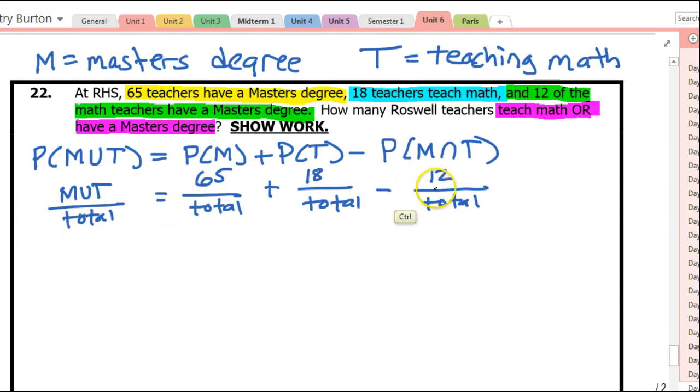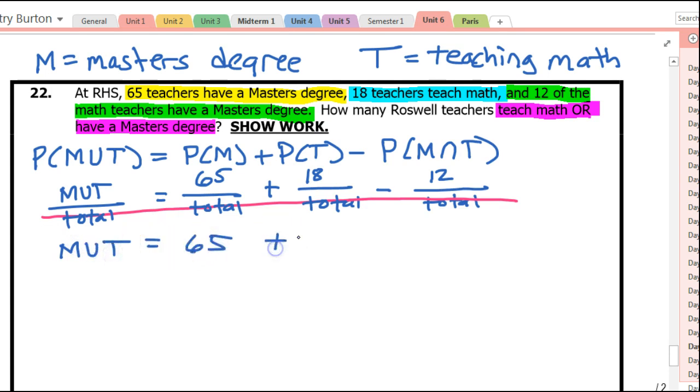So I've got this equation. They're all over the total. So guys, when the denominators are all the same, you can cancel those denominators out. Technically what we're doing is multiplying both sides of the equation by the denominator. But the bottom line is if the denominators are all the same, the denominators cancel out. So it doesn't really matter that these are not fractions. We're going to have M or T is equal to 65 plus 18 minus 12. So we can just keep going from there.